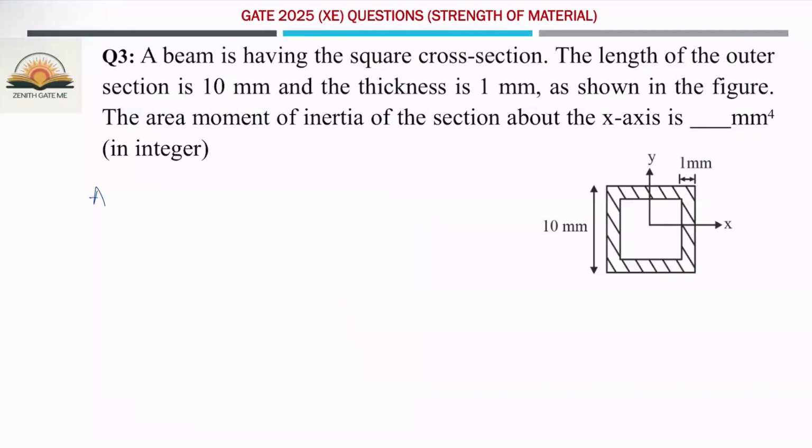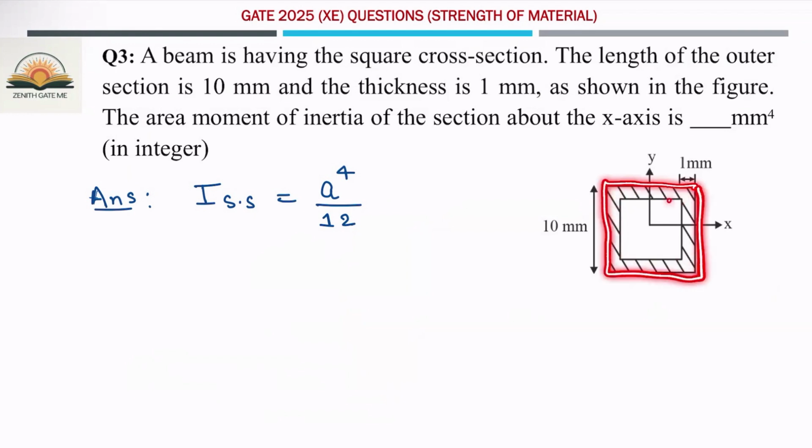First of all, you know that moment of inertia of square cross section is nothing but a to the power of 4 by 12, where a is the side of the square. So if you want to calculate the moment of inertia of this portion, what you will do? You will take the moment of inertia of outer minus the moment of inertia of inner one. Then you will get the moment of inertia of this shaded portion.